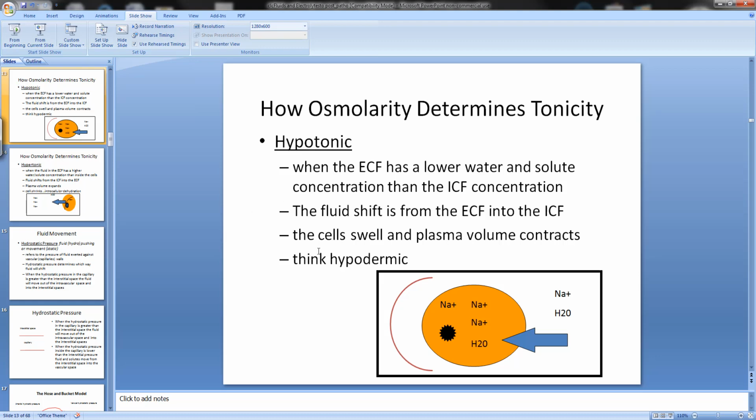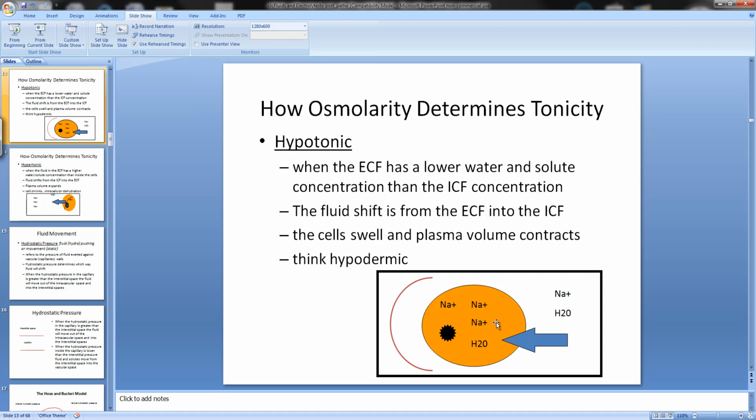Here's a condition which we refer to as hypotonic. Here, the ECF has a lower water and solute concentration than the ICF. Can you see that? There's more sodium ions inside the cell than there are on the outside. So this fluid shift is from the extracellular fluid space into the intracellular fluid space. Water moves in towards the cell to neutralize the tonicity. The cells swell and the plasma volume contracts.